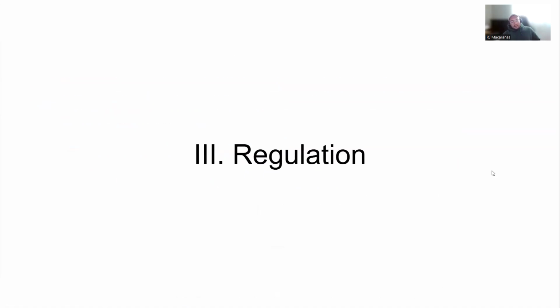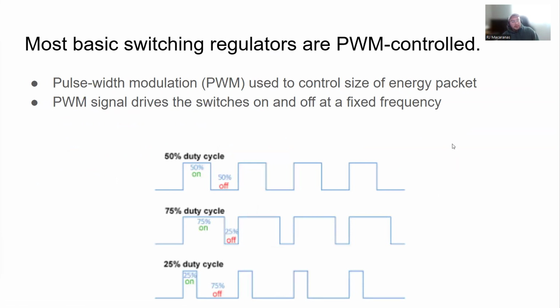And so jumping into regulation, most of these basic switching regulators use pulse width modulation, and we looked a little bit at that in EE151, but just as a refresher, we have pulses going at a fixed frequency and we're literally modulating the width of the pulse, right? So for example, at 50% duty cycle, we're on for half the time and we're off for half the time. And if we crank that up to 75% duty cycle, we're on for three-quarters of the time and off for a quarter of the time there. It's a very simple concept.